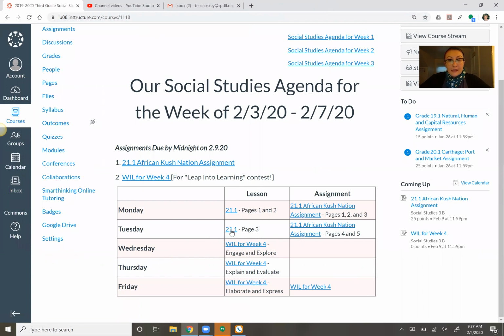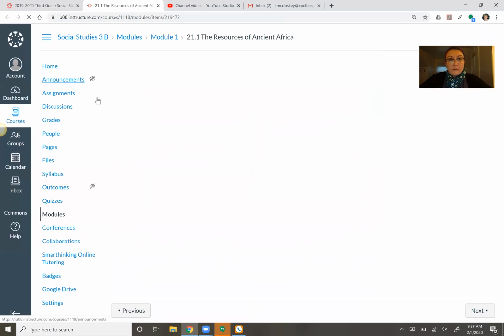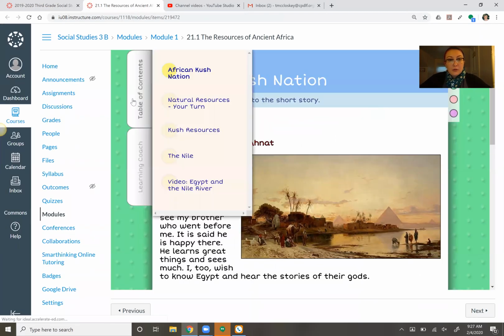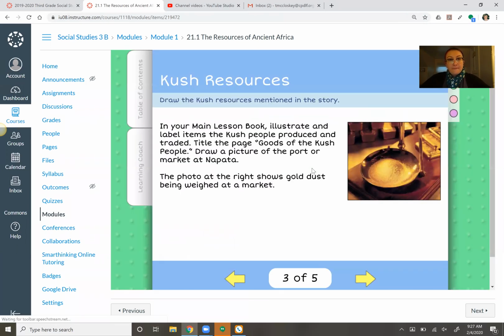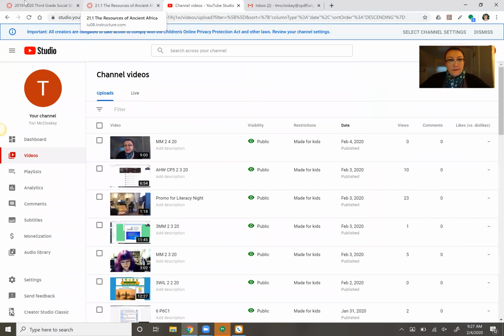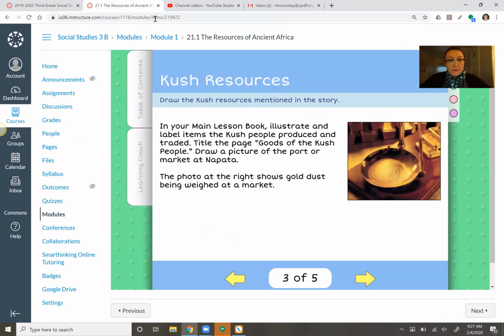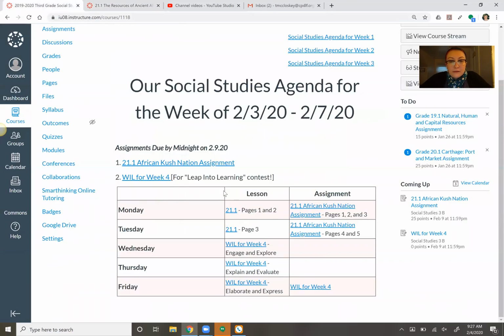We are on page 3 of lesson 21.1, and unfortunately these don't link directly to the pages. So 1, 2, 3. So you're going to read this page, and it says to go to your main lesson book and to draw. So your lesson book is your assignment.